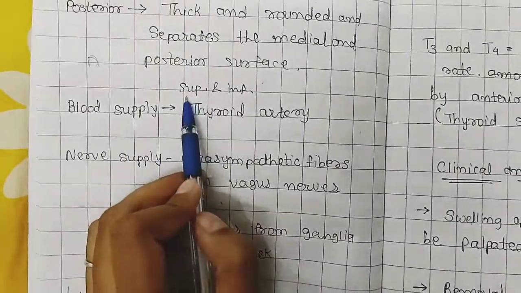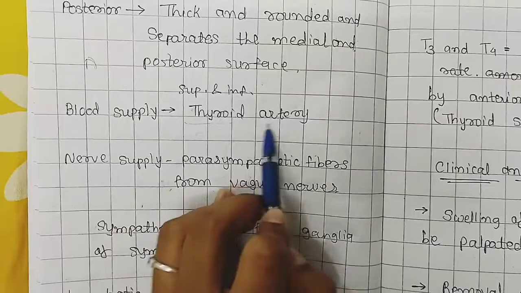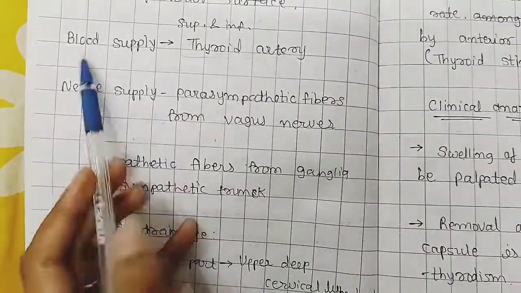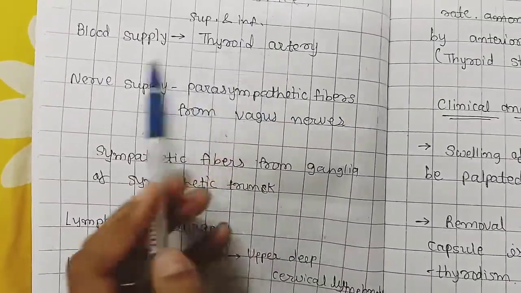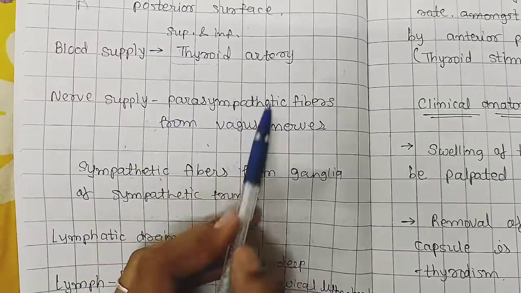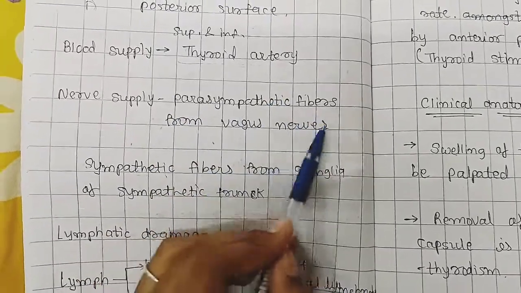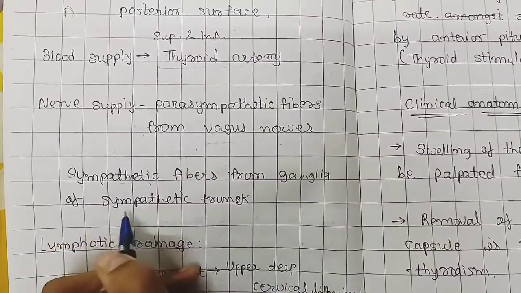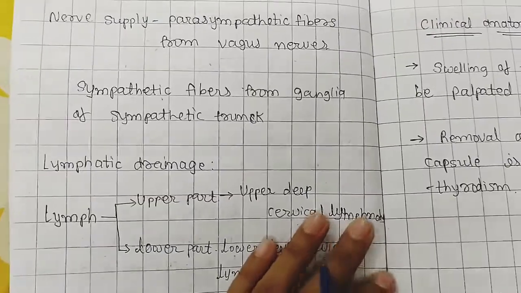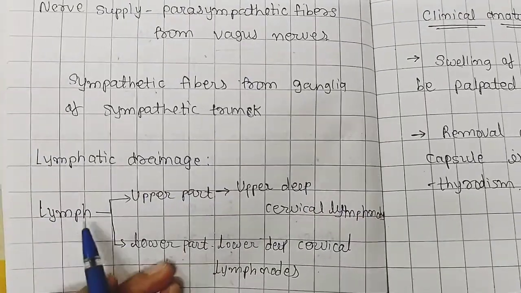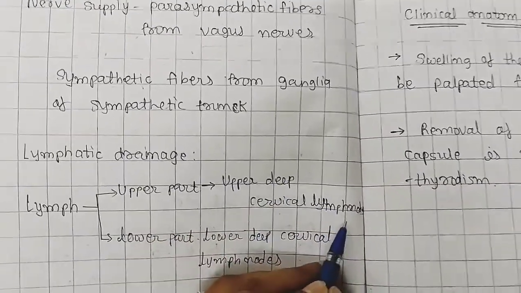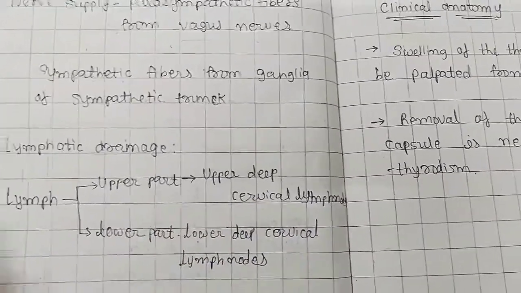Now blood supply: it's supplied by the superior and inferior thyroid arteries. Nerve supply is parasympathetic and sympathetic. Parasympathetic fibers come from the vagus nerve, and sympathetic fibers from the ganglia of the sympathetic trunk. Lymphatic drainage: the upper part drains to the upper deep cervical lymph nodes, whereas the lower part drains to the lower deep cervical lymph nodes.